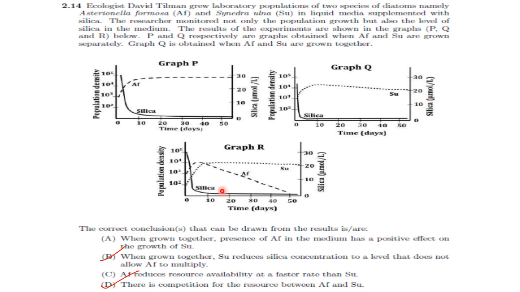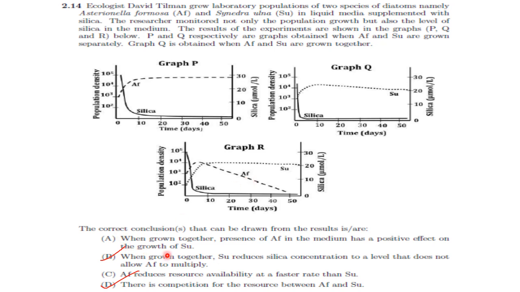But when both are grown together, you can see that Synedra ulna is reducing the silica concentration to 20 micromoles per liter and thereby inhibiting the growth of Asterionella formosa. So Synedra ulna is an inhibitor of Asterionella formosa.